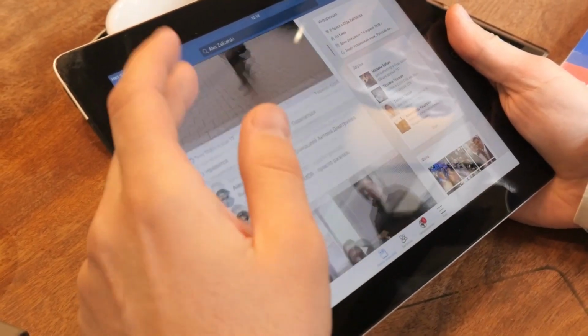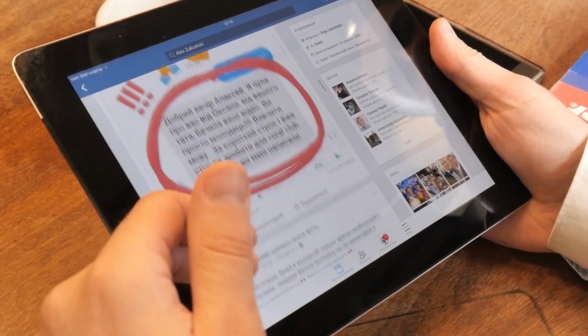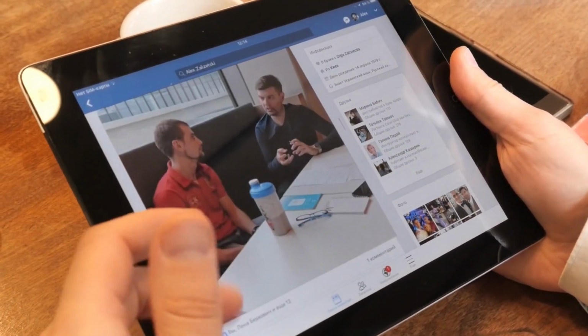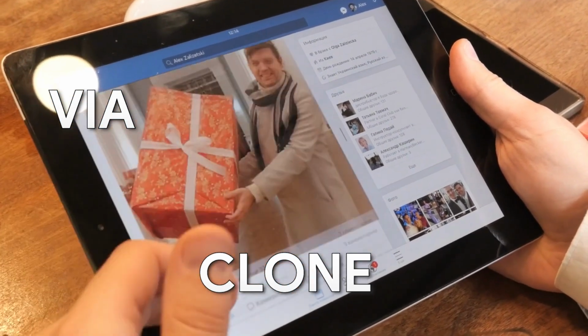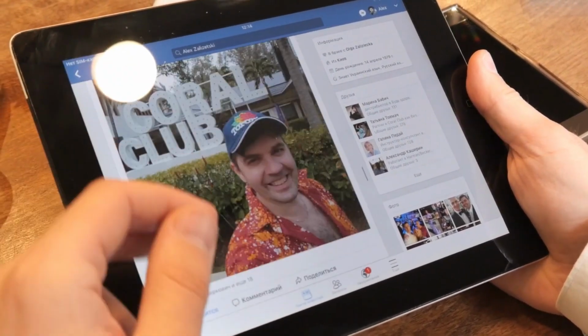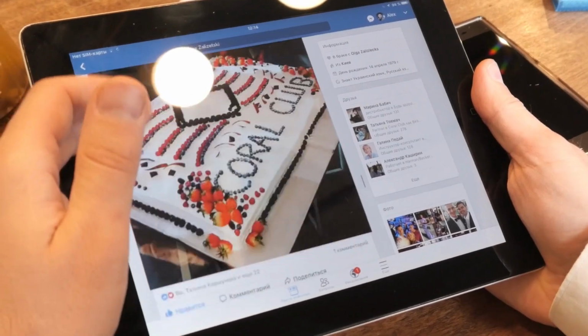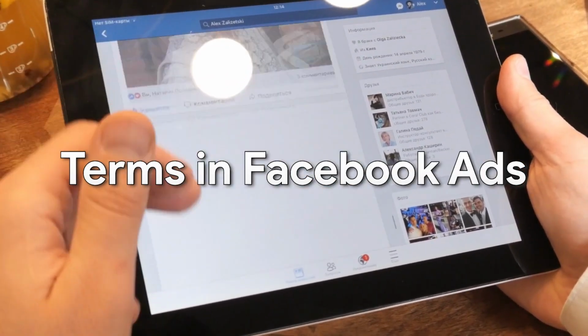Hi guys! For newbies who are just starting to run Facebook ads, you will definitely have a headache with the terms via, clone or BM.